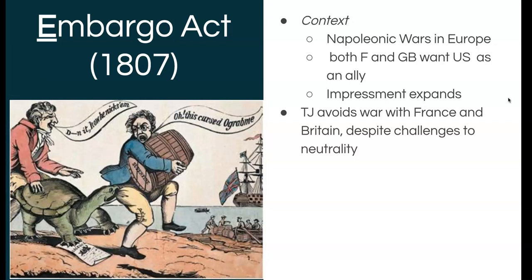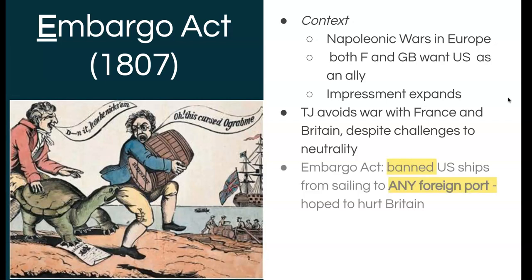One way to try and avoid the possibility of impressment of U.S. sailors is the Embargo Act. The Embargo Act literally banned U.S. ships from sailing into any foreign port. Any foreign port. All U.S. ships. So the Embargo Act basically said, we're not going to trade with anyone, especially the British, because that was the United States' still number one trading partner.